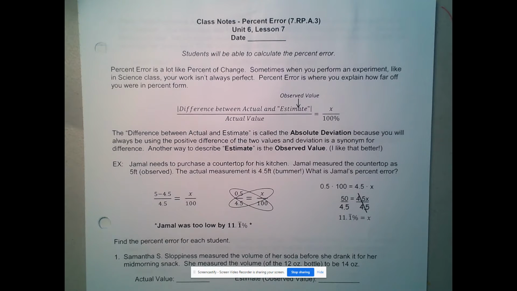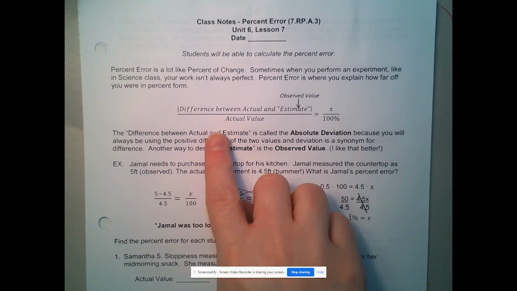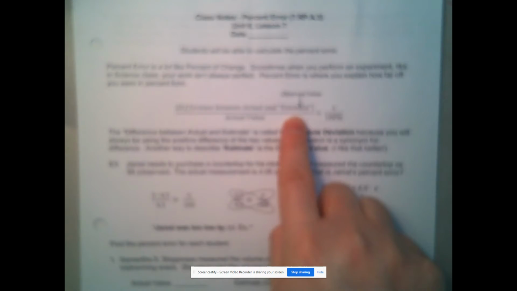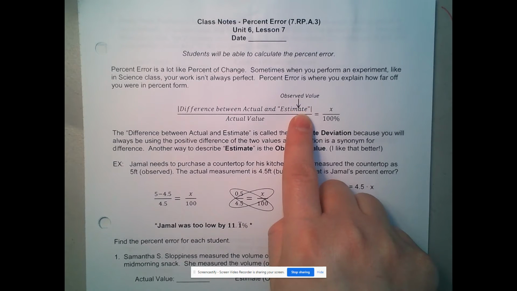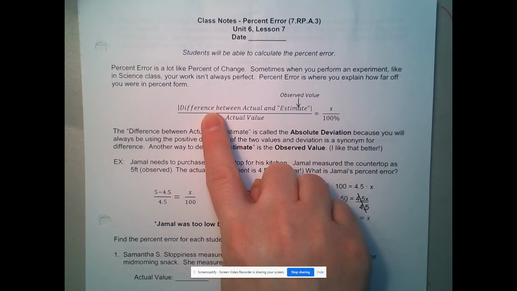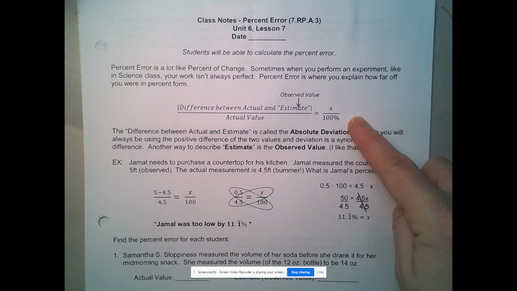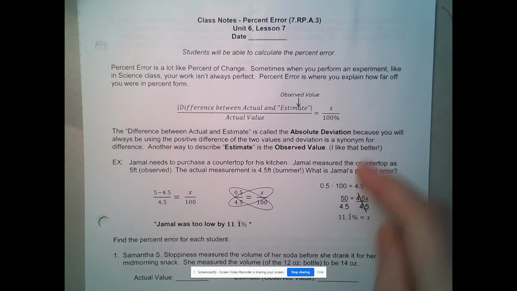So first thing we need to look at is that in order to find percent error, we need to do the difference between the actual and the estimate. The estimate is also sometimes called the observed value. Sometimes that's easier to think of it that way. So the top number is going to be a difference where you subtract the two numbers. The bottom is your actual value. And then on the right, the same x over 100%. So nothing new there. And this is a proportion.